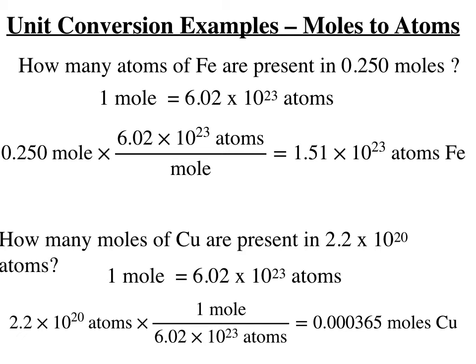Not only is this true for atoms, it's true for molecules as well. If I have 2.2 times 10 to the 20 molecules of ammonia, I would have the same number of moles, 0.000365 moles of ammonia, just like I have for these numbers of atoms present.